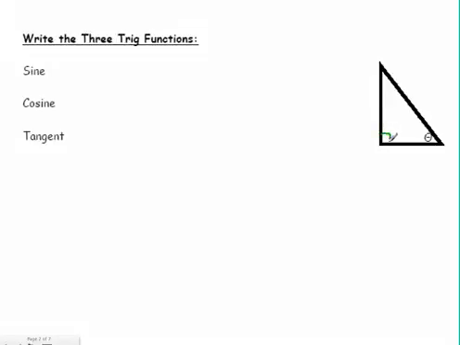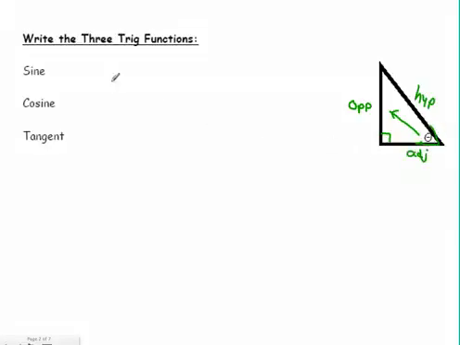So again, we have a right triangle. Again, I said to identify your hypotenuse first. This is your hypotenuse. The side furthest away from your angle would then be your opposite side. And the side that helps to make up your angle but is not your hypotenuse, this is called the adjacent side.